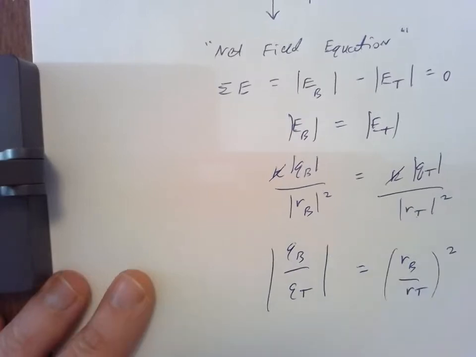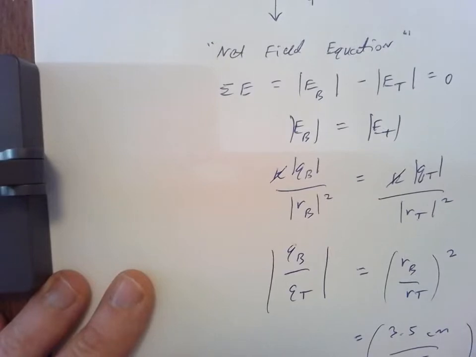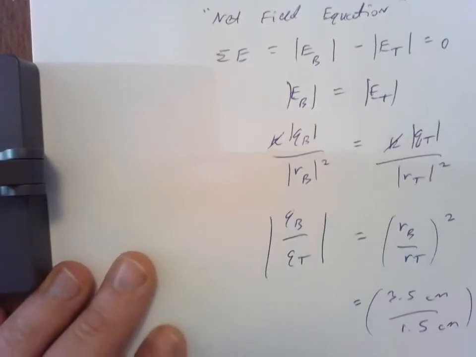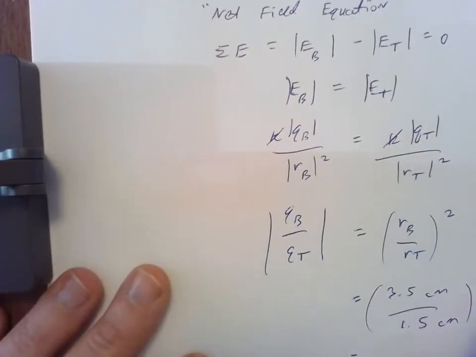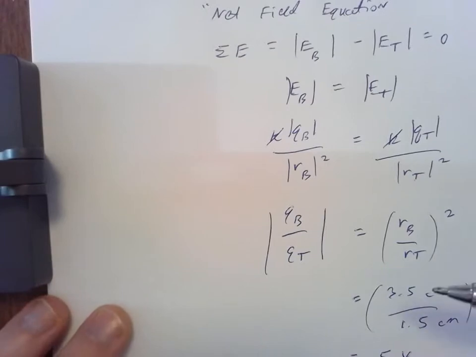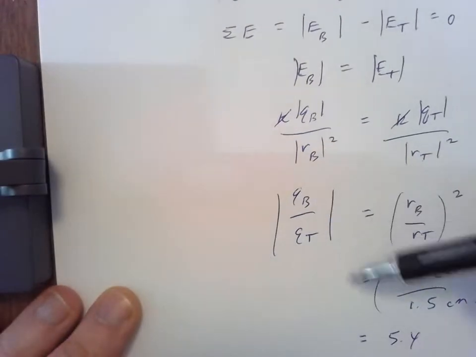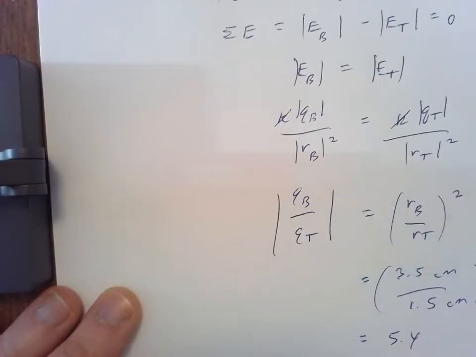And we measured those distances. This one was 3.5 centimeters. This one was 1.5 centimeters. And if you plug that into your calculator, you'll find that it's 5.4, the ratio of those distances squared. So this demonstrates that the charge of the bottom must be 5.4 times more than the charge of the top in magnitude.